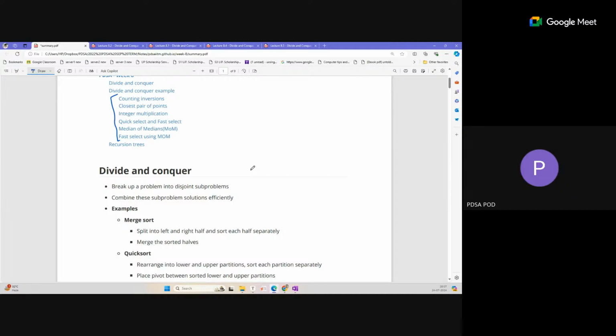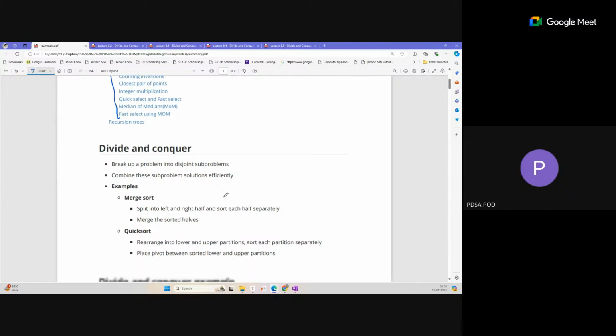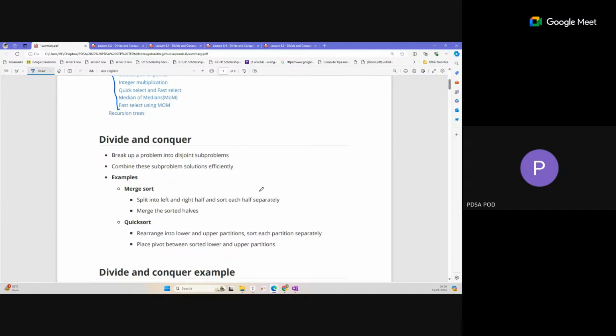So in this way, you can see that point: break up the problem into disjoint sub problems. Disjoint means that the sub problems are not interacting with each other when we are solving them. All these sub problems are separate, but after that we combine the sub problem solutions efficiently. That is the way to solve the problem. So these are very common examples.